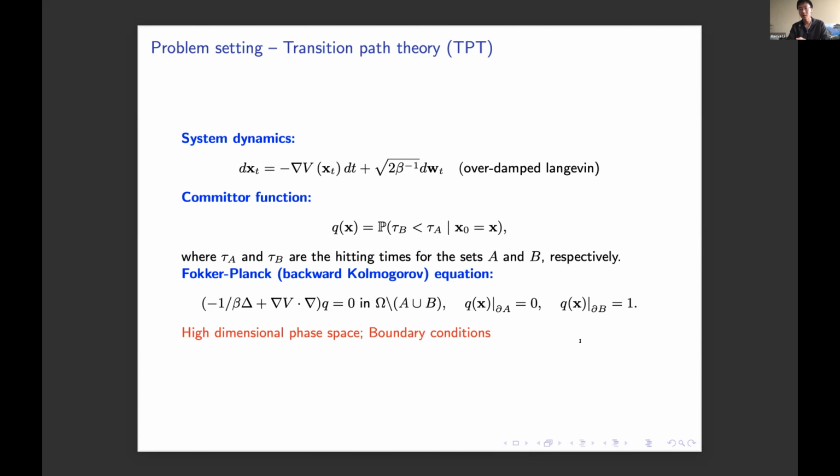So there are clearly two difficulties in solving this equation. One is that the equation is defined on the phase space, which can be of very high dimensions. And we have a particular boundary condition to deal with.